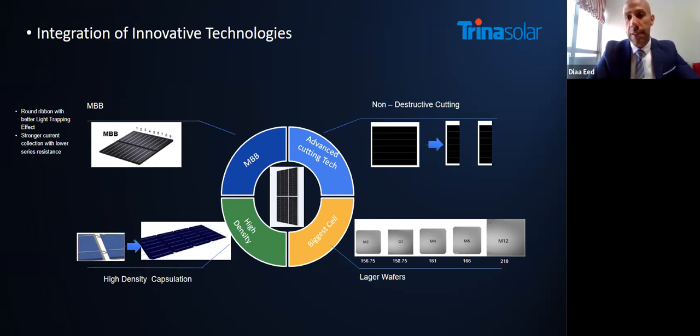As you know, the module is a combination of cells next to each other. Once you get better efficiency at the cell level, you get a better cumulative, total efficiency for the module itself. Then comes the next part: an advanced cutting technology, which we call NDC, non-destructive cutting, which I will show you how it impacts the efficiency and how it reduces the risk in making the cell itself. Then the high-density encapsulation, which is how we connect the cells next to each other.